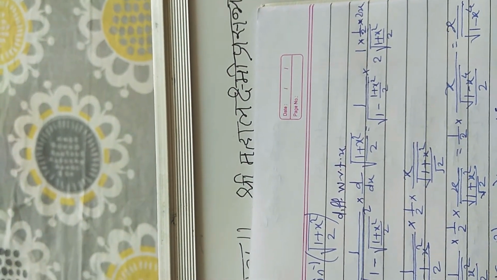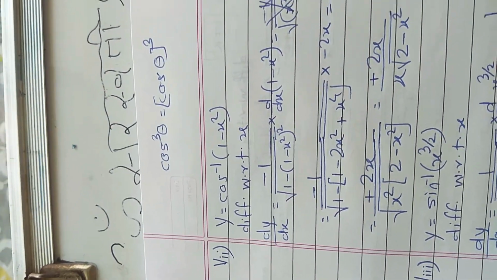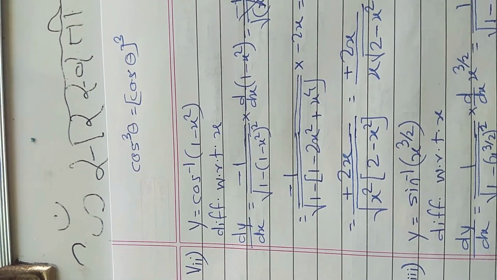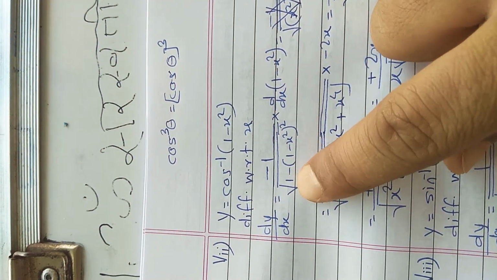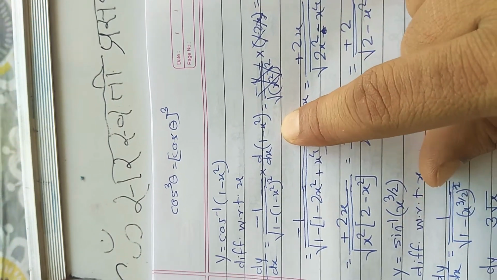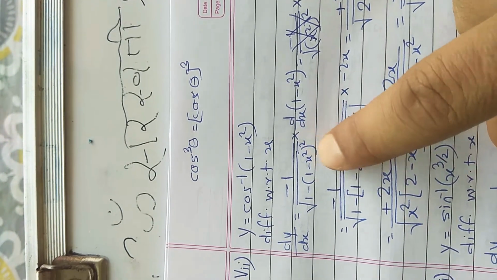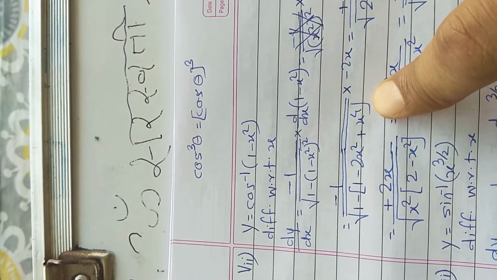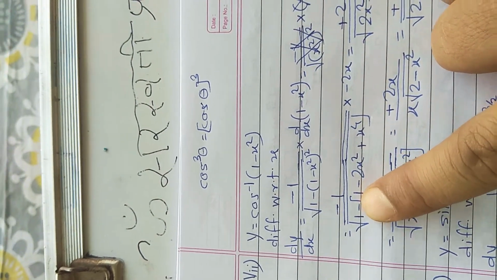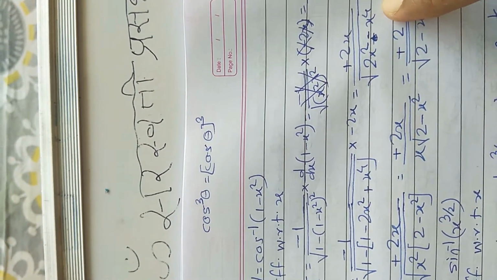Okay, now next question is question number 7. Y equal to cos inverse of 1 minus x square. Derivative of cos inverse minus 1 upon root of 1 minus x square here, into derivative of this inner thing. We will expand this bracket as 1 minus 2x square plus x raised to 4. Okay, this 1 minus 1 will get cancelled. Plus 2x square minus x raised to 4.